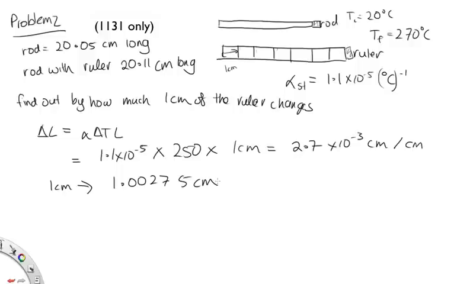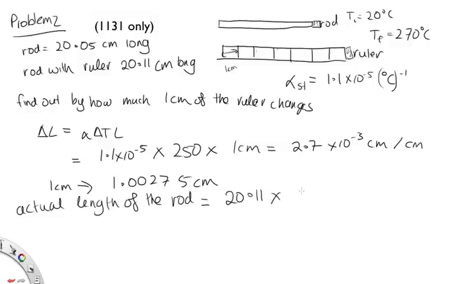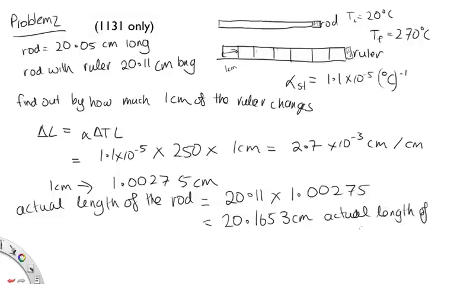Okay, so now what we need to do is work out what the actual length of the ruler is, because it's measured as 20.11 centimeters, but the actual length of the rod is equal to the 20.11, which it's measured at, times this expansion, so 1.00275, because each centimeter expands to this length. When we do that on the calculator, we end up with 20.1653 centimeters. So this is the actual length of the rod.